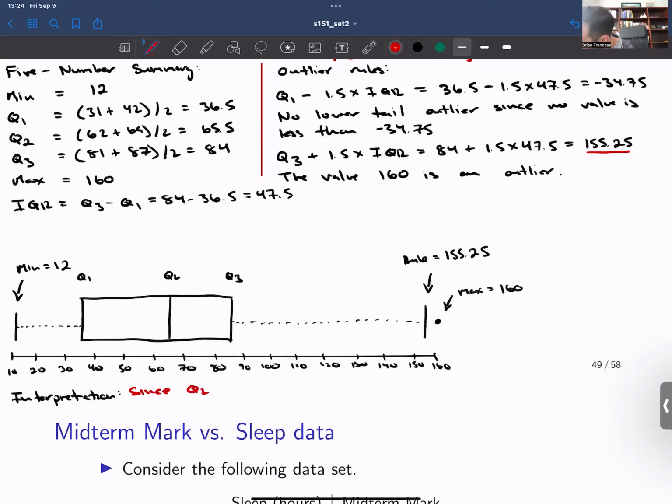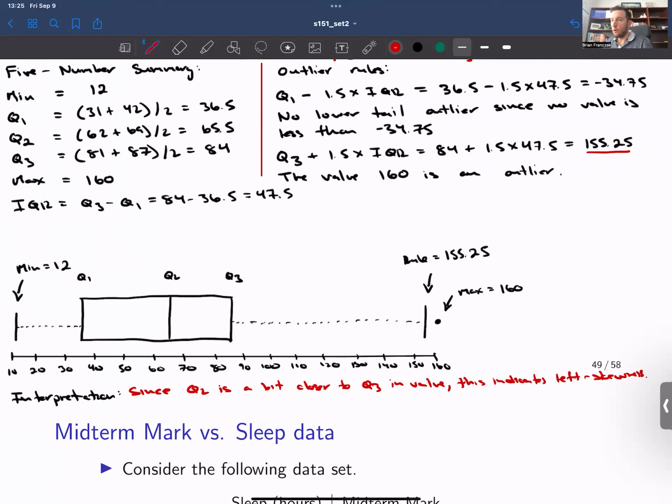So since Q2 is a bit closer to Q3 in value, this indicates, or sorry, this indicates a little bit of left skewness. I had that backwards. Sorry. If Q2 and Q1 are closer together and Q3 is further away, that would be right skewness. In this case, Q2 is a little bit closer to Q3 than it is to Q1, so that's left skewness.